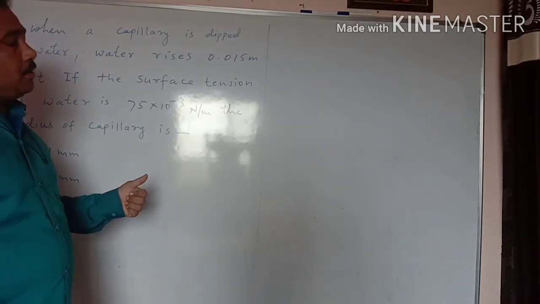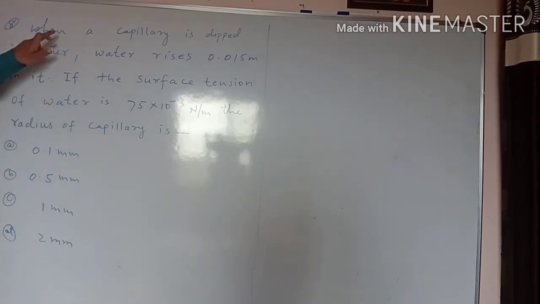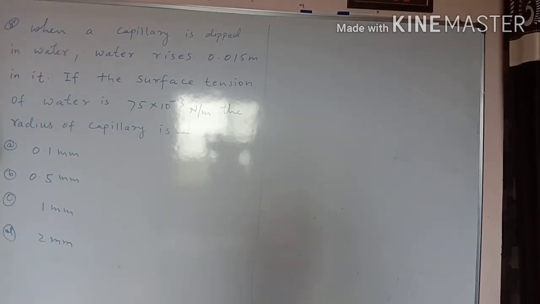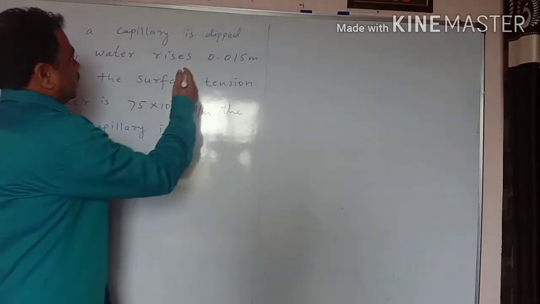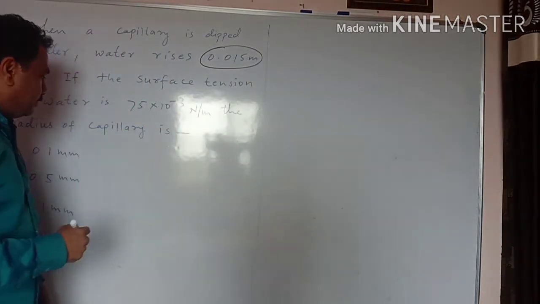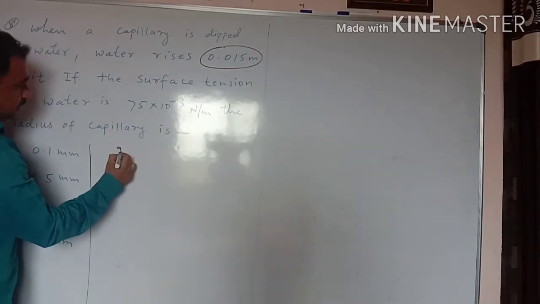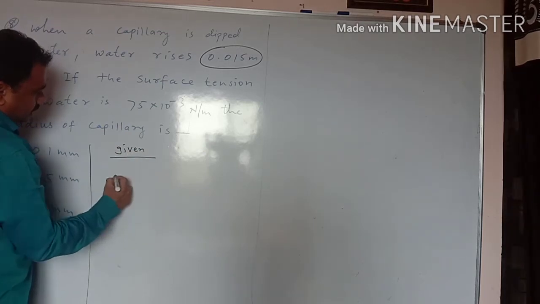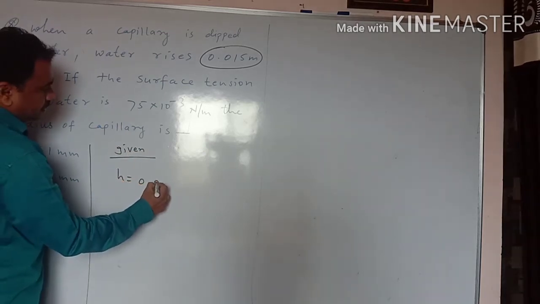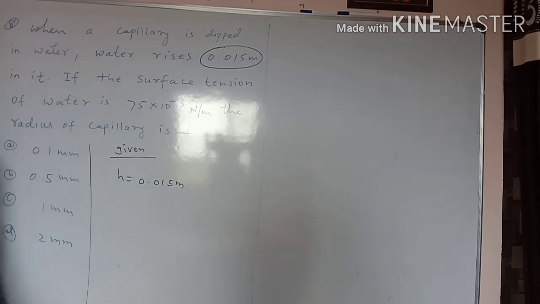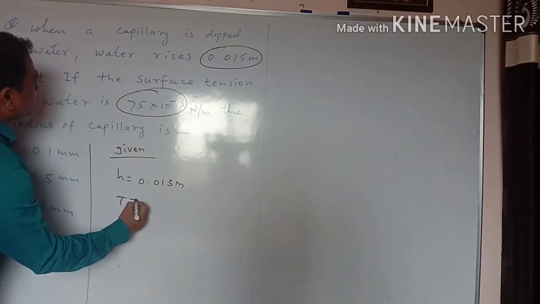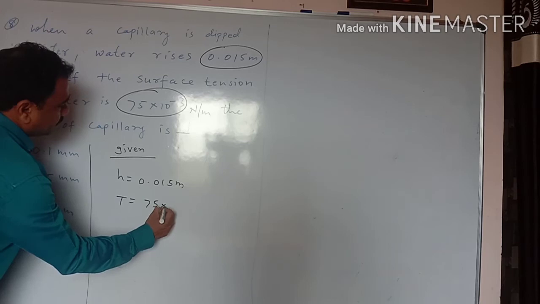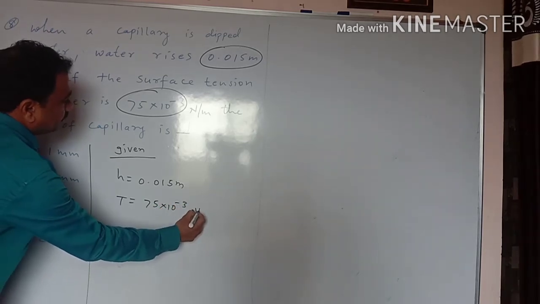So our next problem is, when a capillary is dipped in water, then the water rises 0.015 meter in it. So this is the height, that is, water rises 0.015 meter. So here height is given. We can write h is equal to 0.015 meter. Then the surface tension of water is also given, that is capital T, surface tension is 75 into 10 to the power minus 3 Newton per meter.